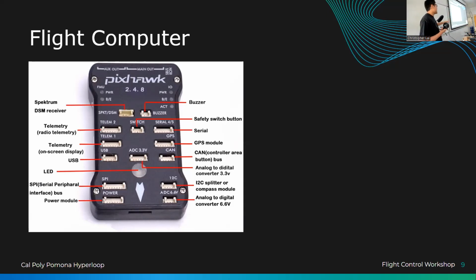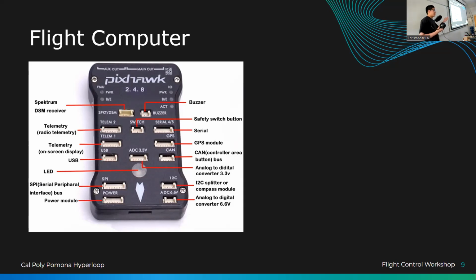This Pixhawk is kind of like the default flight controller that is used basically everywhere. And it has a bunch of ports. As you can see here, we see receiver, telemetry, USB, LED, SPI, power modules, buzzers. A lot of ports so that you can connect it to what's known as peripherals, like extra things that will give extra functionality to drones.